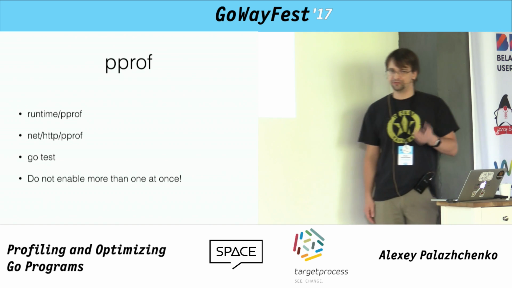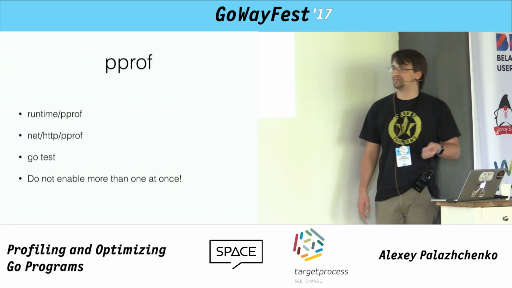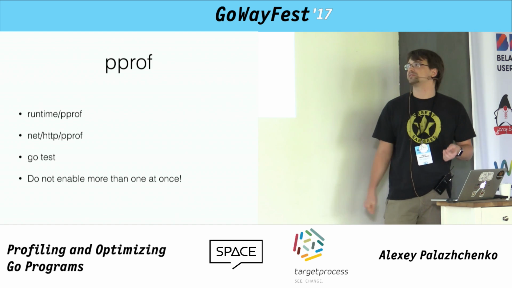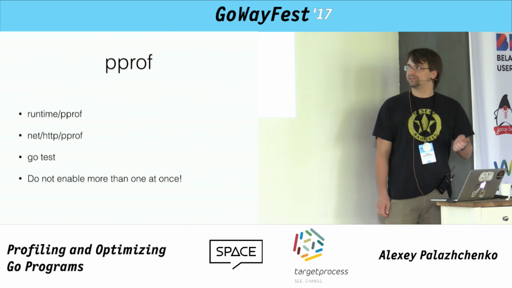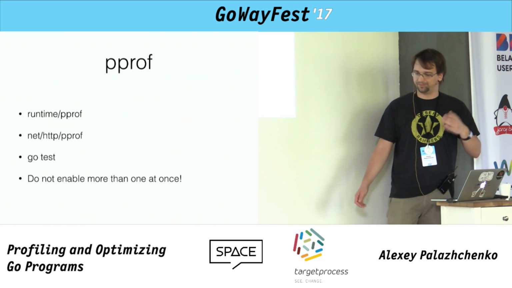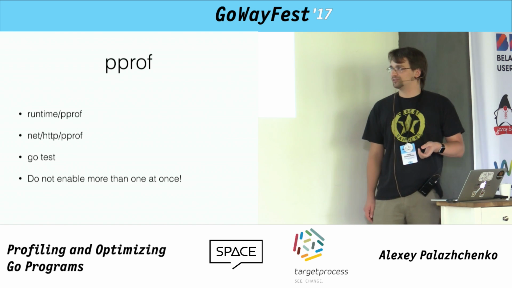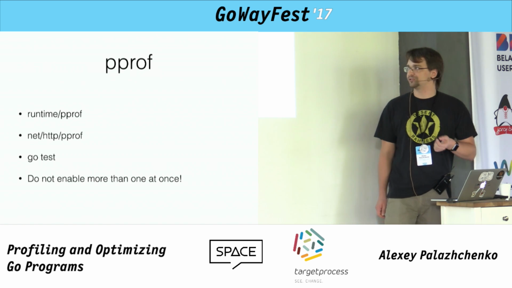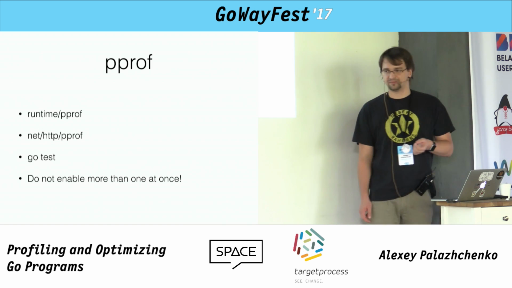So how do you use pprof actually? You have two options. No, you have three options. You can use a runtime/pprof package or some version which uses that package to do some fancy stuff for you, and then you start a profile manually and then disable it before your program exits. You can use the net/http/pprof package, which does some stuff for you. It registers a handler you can call to get a profile. You can use a go test command with some flags to run a profiler, and most importantly, you shouldn't do more than one thing at once. And you shouldn't enable more than one profiler at once.